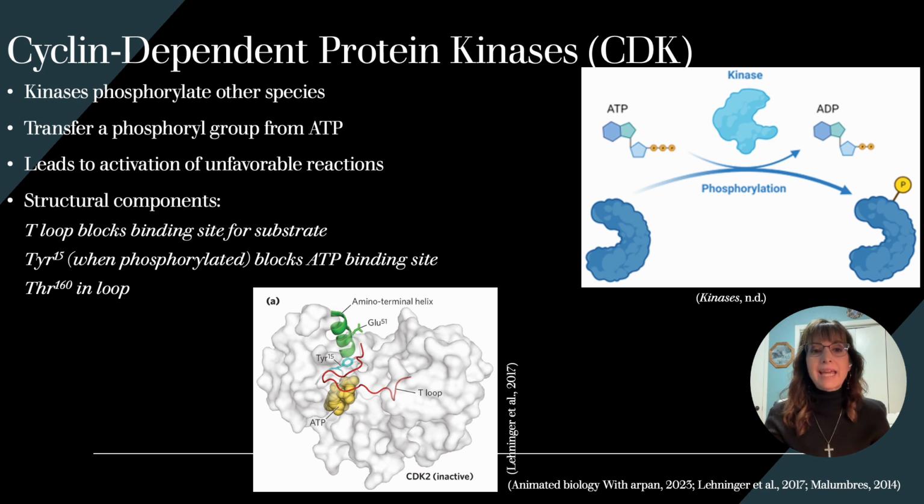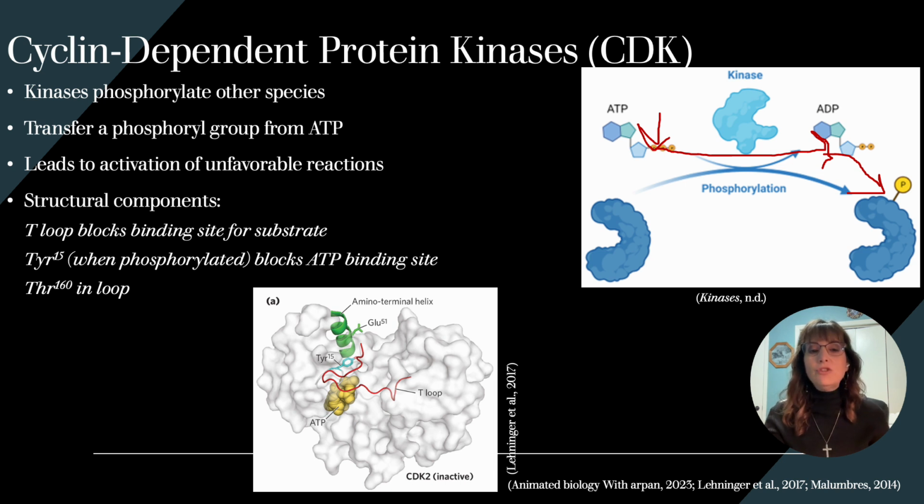Now let's take a look at the cyclin-dependent protein kinases, or the CDKs. Kinases, they have a job. Their job is to phosphorylate other enzymes or proteins. And as you can see in this diagram, that's exactly what this kinase is doing. ATP has those 3 phosphate groups. The kinase's job is to remove one of those phosphates from ATP and attach it to some sort of a molecule. And if you recall, this will help an unfavorable reaction occur. Most biochemical reactions are coupled reactions, where an exergonic reaction is coupled with an endergonic reaction.